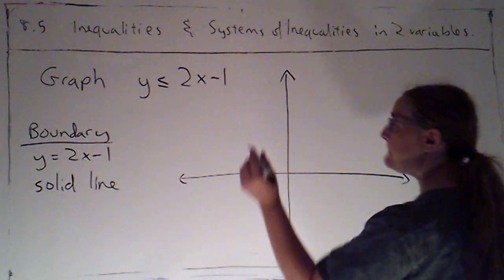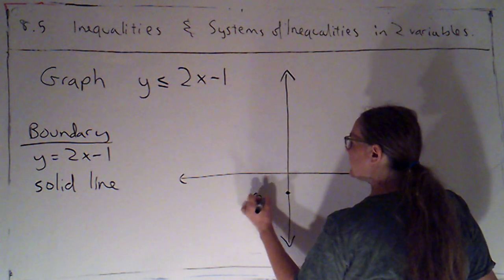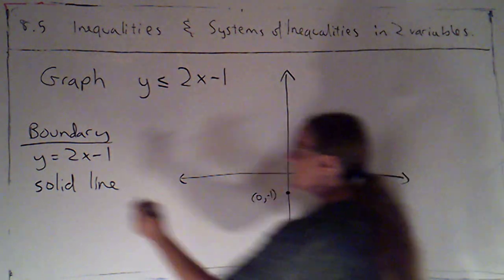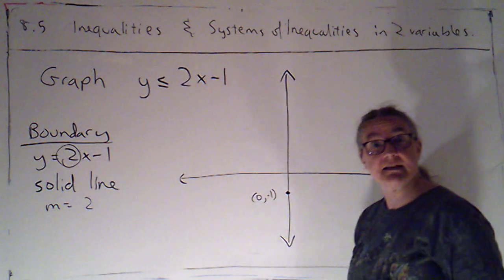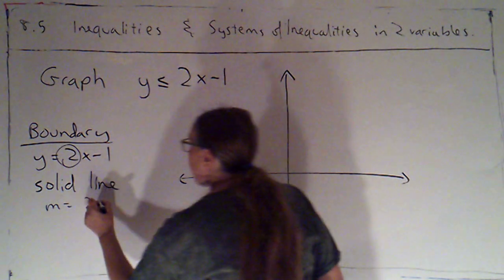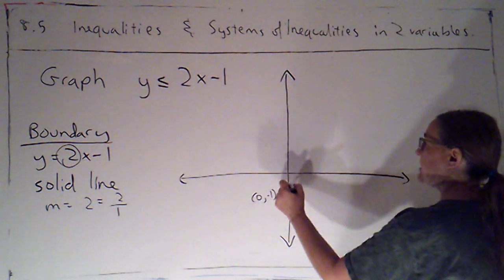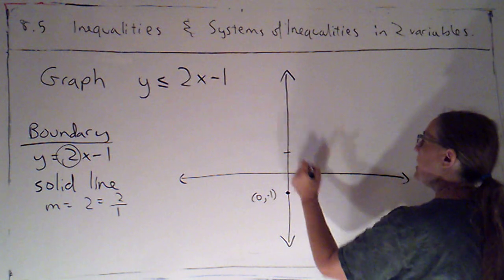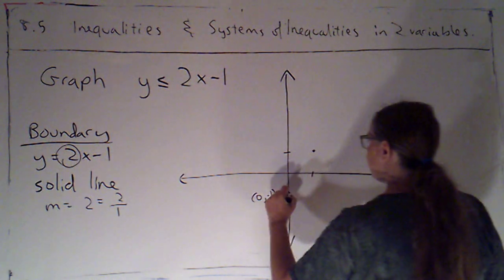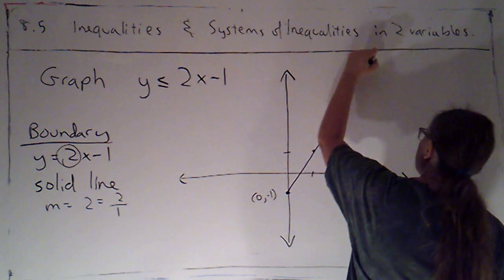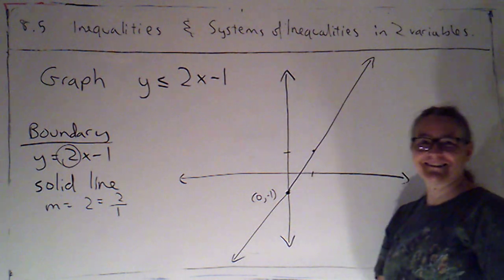So for 2x minus 1, I know that the y-intercept is down here at 0, negative 1. My slope is 2. Remember, the number in front of the x is the slope. I can view that as a fraction, 2 over 1. So that tells me I'm going to count up 2 over 1. That gives me a second point on the line. And then since it's a line, I just connect those points. And of course, I'm connecting them this time with a solid line.